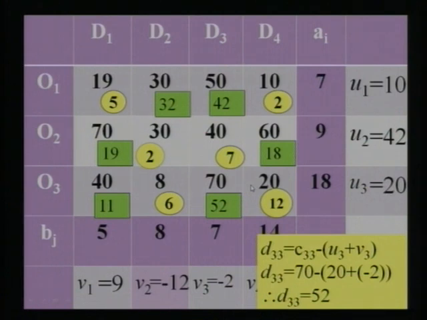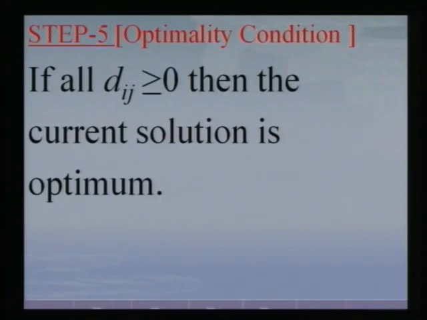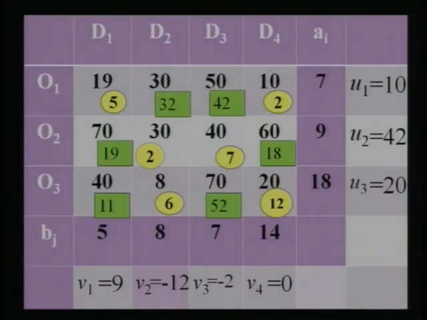And what was our optimality criterion? That if all Dijs are non-negative, then the current solution is the optimum solution. Here all Dijs are non-negative. As you can see, no value is negative. Therefore, this is an optimum solution.